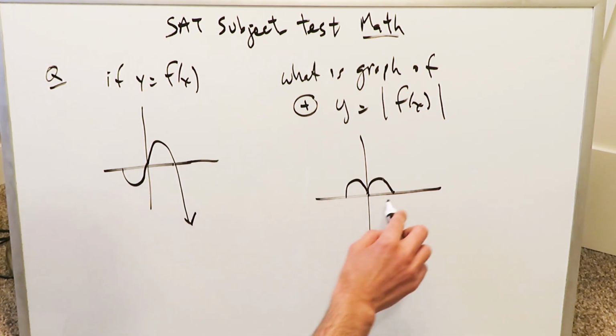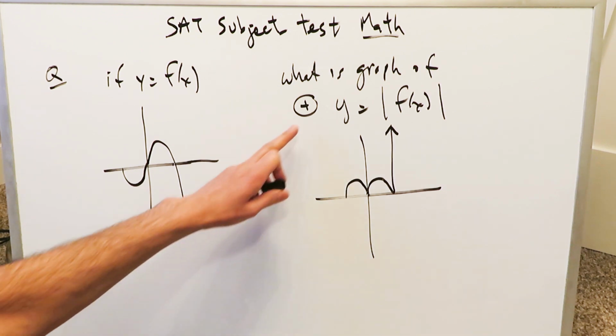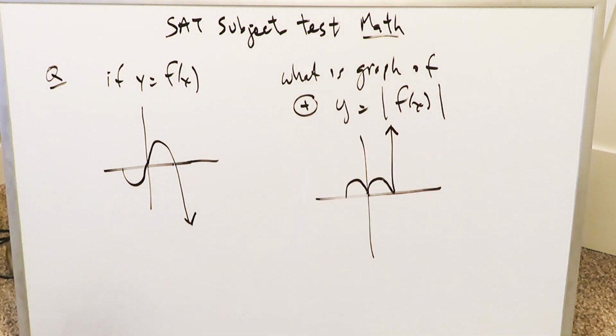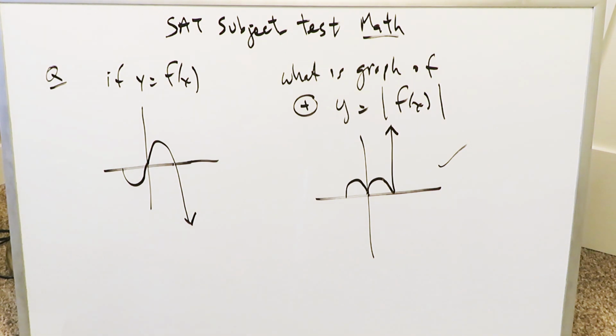And then this portion right here would shoot up. And your graph would be exactly that. There's absolutely nothing here with regards to negative y values. Everything must be positive because of the absolute value. This right here would be your answer. And it would be good.